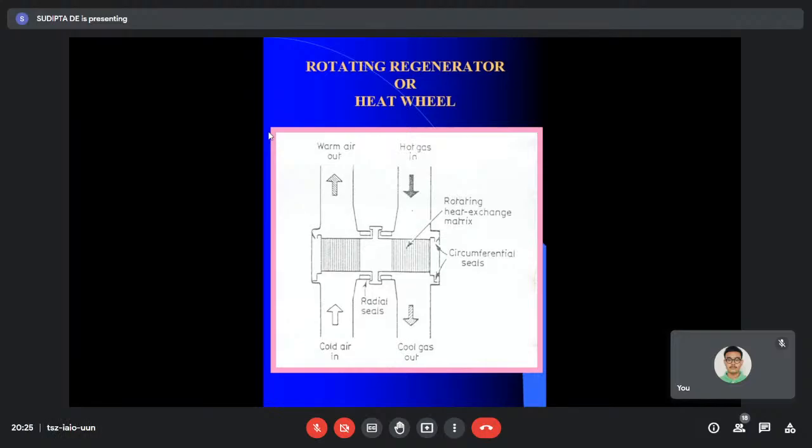In the subsequent process, though it happens in a cycle, cold fluid passes through this heated matrix to gain this heat added to the matrix.